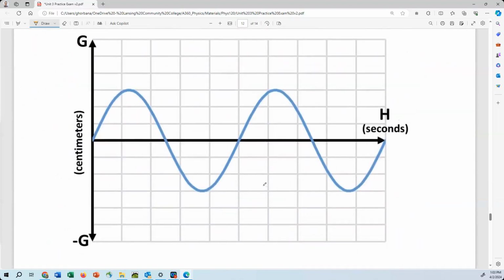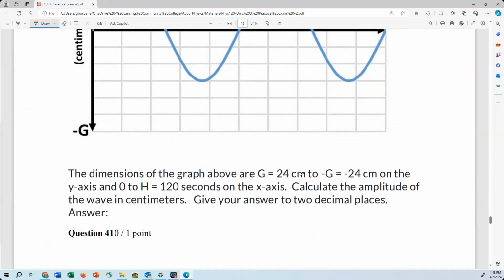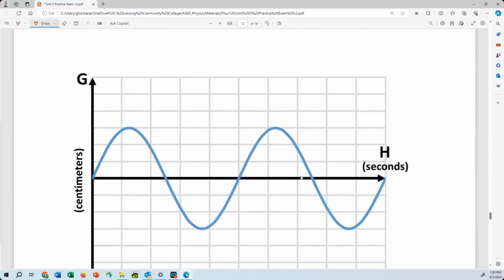One more wave. So we need to see what G and H are. G is 24. We just count 1, 2, 3, 4, 5, 6. 24 divided by 6 is going to be 4 centimeters. So each one of these represents 4 centimeters.